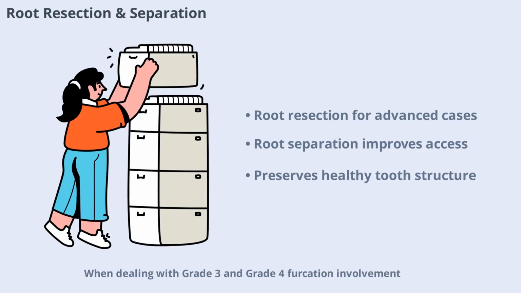When dealing with Grade 3 and Grade 4 furcation involvement, root resection and root separation are the mainstays of treatment. These procedures aim to remove the diseased root portions while preserving as much healthy tooth structure as possible. By carefully separating or removing roots, clinicians can improve access for cleaning and reduce the risk of further periodontal breakdown. However, these treatments require careful case selection and precise surgical technique to ensure long-term success.